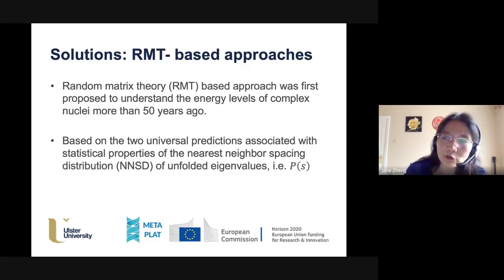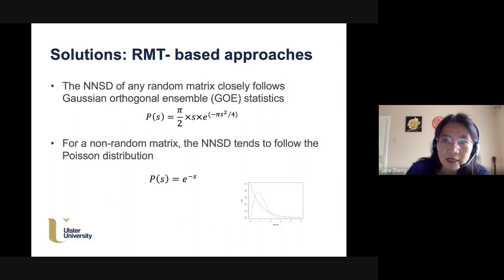Now to decide the best one, we went back to random matrix theory. It's a more mathematical theory, and it's already more than 50 years old. So the theory basically says, based on two universal predictions associated with statistical properties of the nearest neighbor spacing distribution of unfolded eigenvalues, if we look at those two different distributions, for any random matrix, if they closely follow the Gaussian orthogonal ensemble statistics, then that would be random. Okay, and for a non-random matrix, they will follow the Poisson distribution.